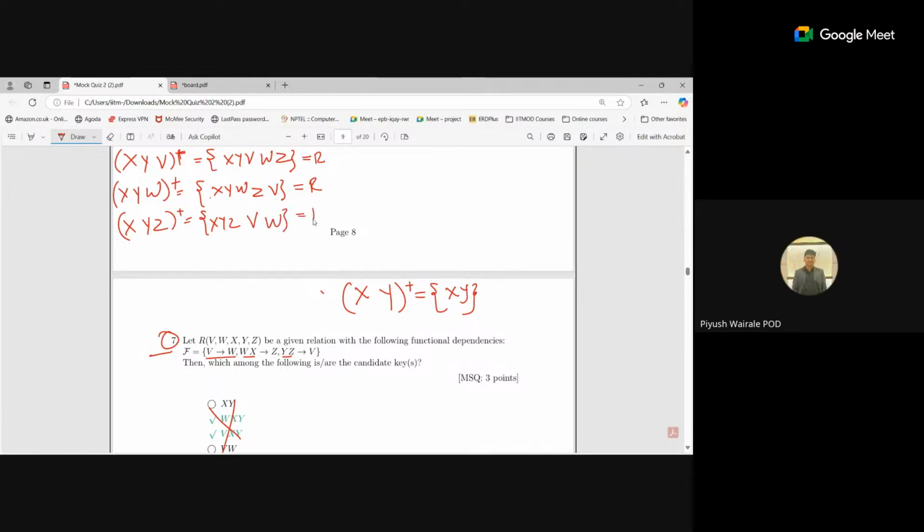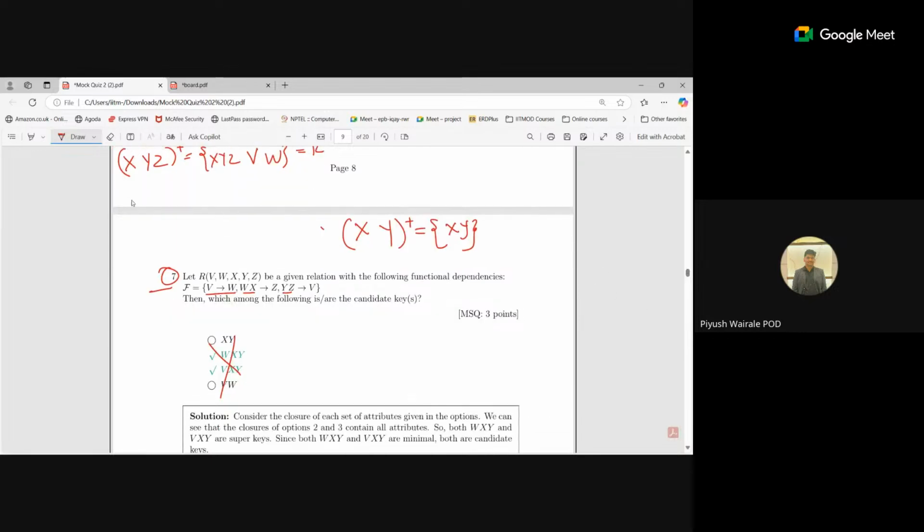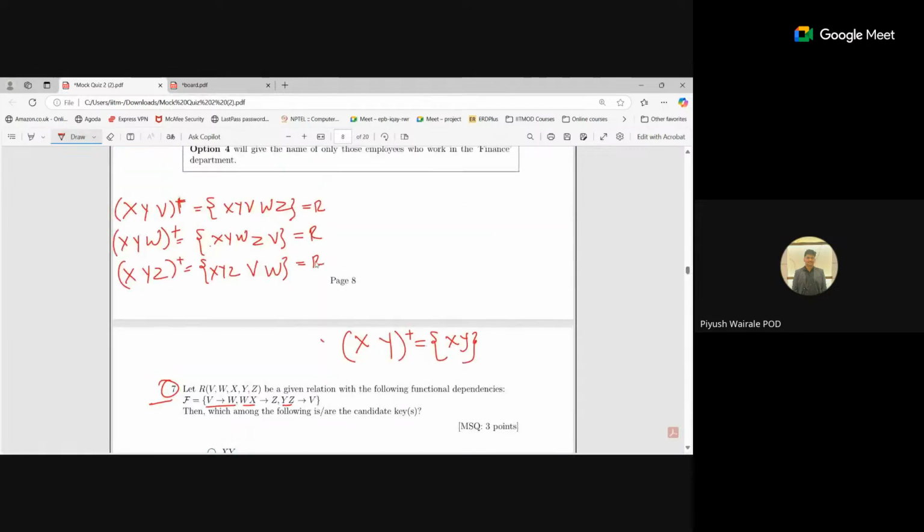So here three candidate keys are there: X, Y, V; X, Y, W; X, Y, Z. If you see the options, we just have two, so there are two options correct here. But we have three candidate keys. This is how we can find out the candidate keys here. That's it. Anyone any doubt here? How to find out candidate keys? This is clear.